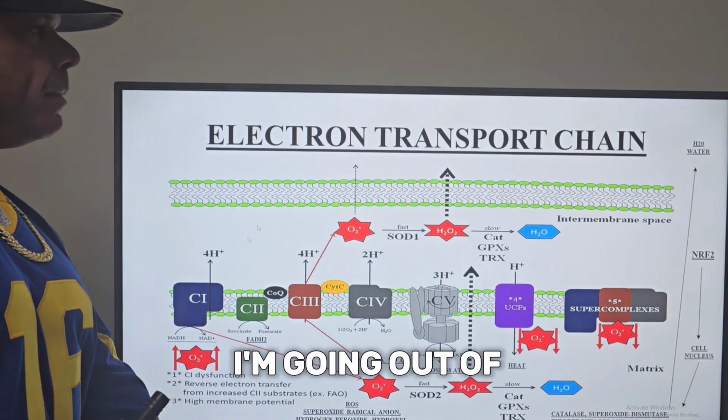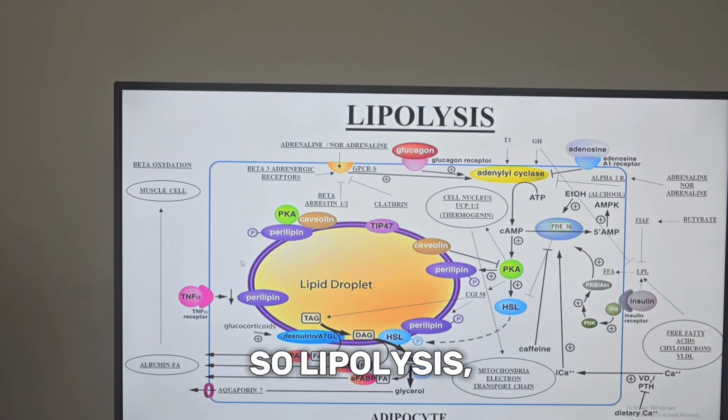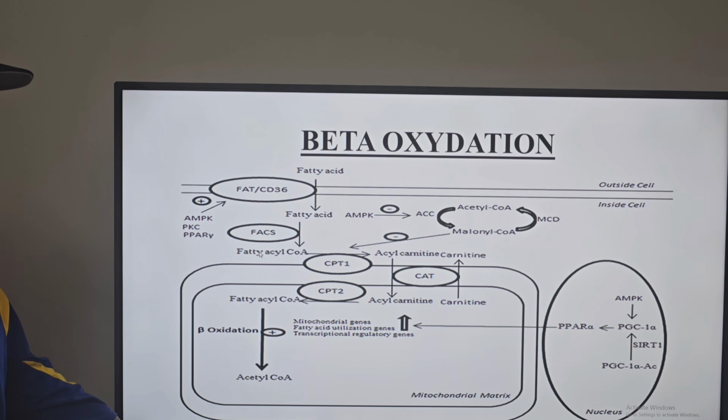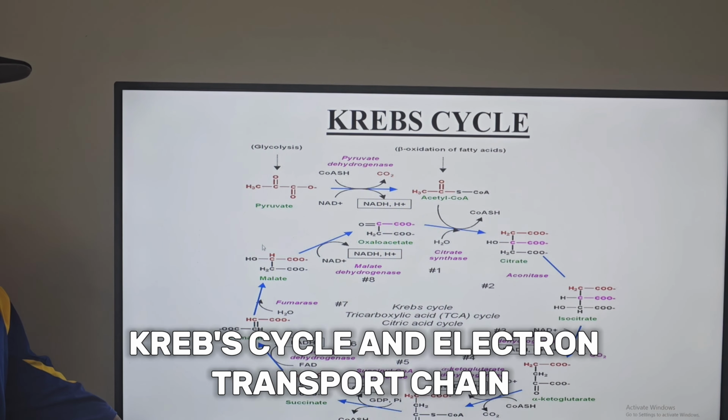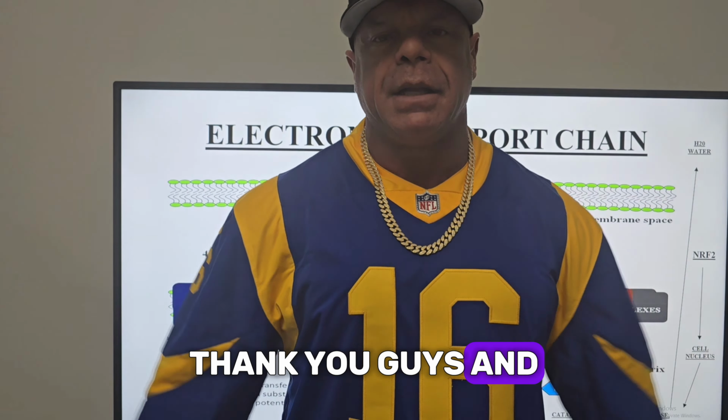So we have here, I'm going out of the screen. So lipolysis, beta oxidation, Krebs cycle, electrotransport chain.